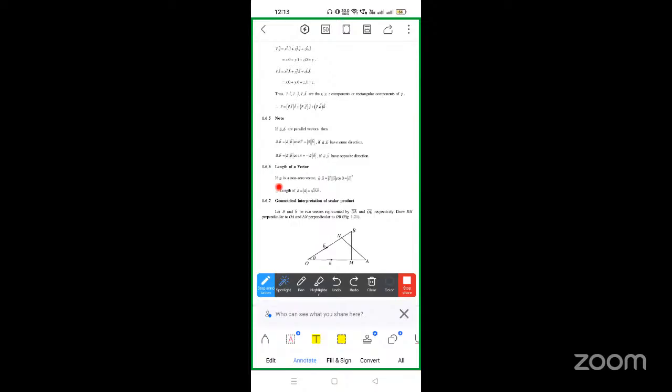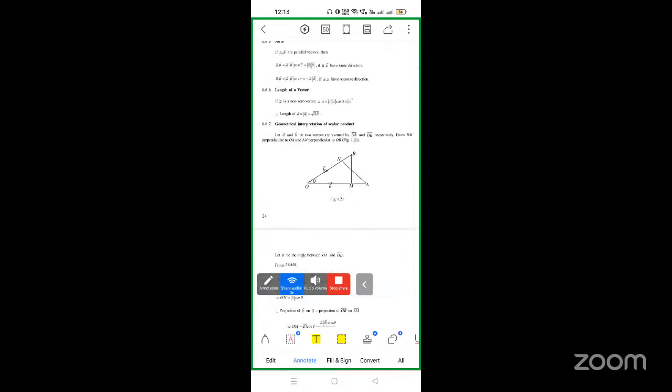Length of a vector: if A is a non-zero vector, A dot A is equal to mod A into mod A cos 0, which is equal to mod A square. So the length, mod A, is equal to root over A dot A. So this is the length of a vector.